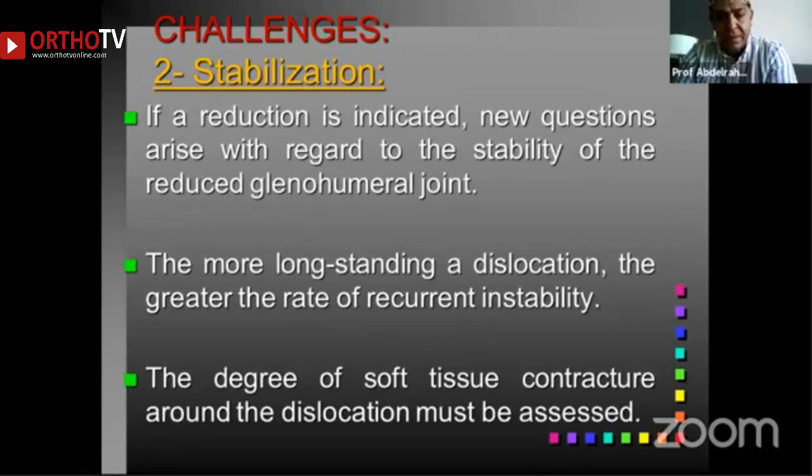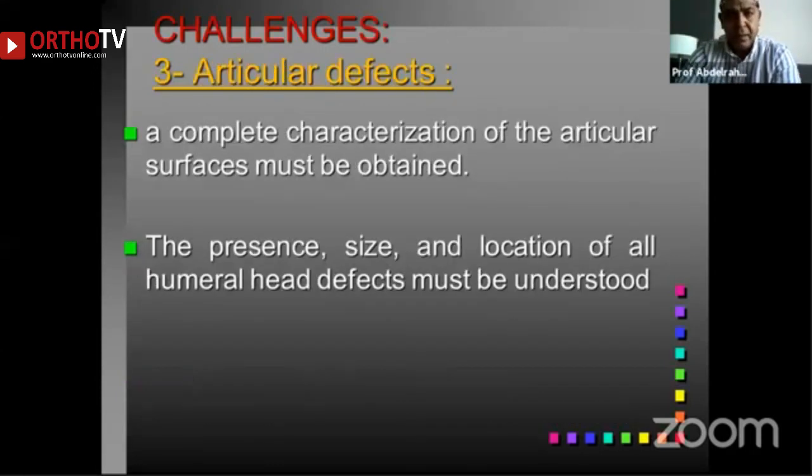After we do reduction of these cases, we have to search about stabilization. And I agree, most of the cases need to be stabilized by Latarjet or some bone block. The articular defects, it is very important to know the articular defect on the side of the glenoid and on the humeral head side. Sometimes you have to do a graft or something like this.